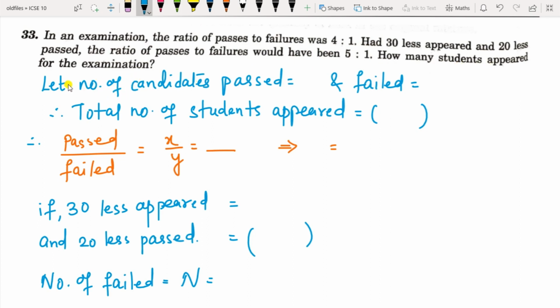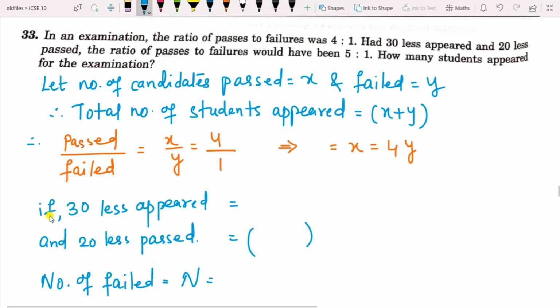Okay. Let us consider the number of candidates passed be x and that of failed be y here. So the total number of students appeared, pass plus fail, is x plus y. The ratio given here of pass to fail is 4:1, right? If you solve this, you will get value of x as 4y by doing cross multiplication.